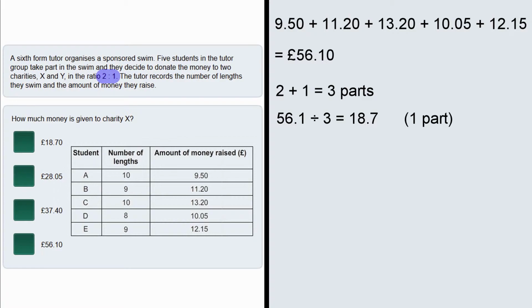So that's what 1 part's worth, but we have 2 parts for charity X, so we need to do 18.7 multiplied by 2, which gives us 37.4. So the answer to this question is £37.40.